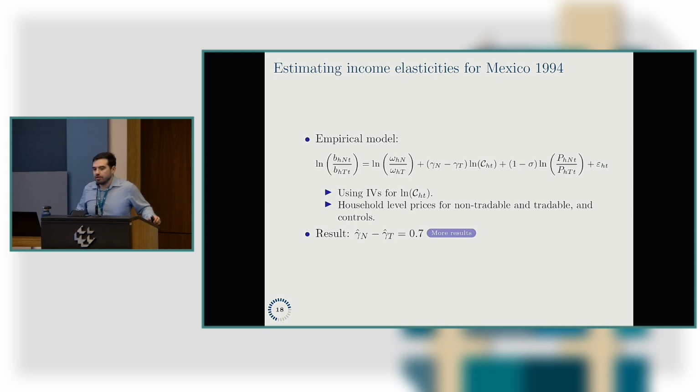Some estimations in order to get the income elasticities, and basically what I show is that the non-tradable income elasticity is quite higher than the tradable income elasticity, and this supports the theoretical result that I just told you.